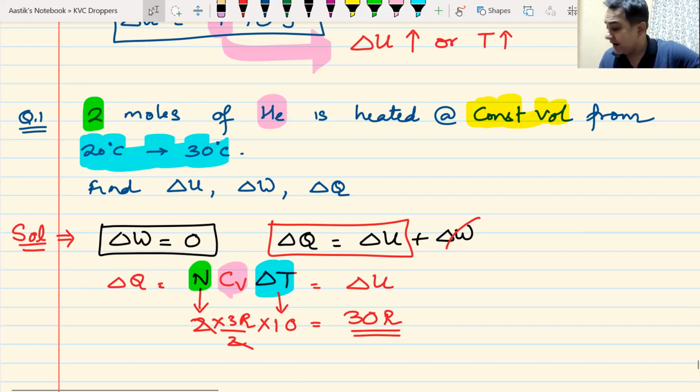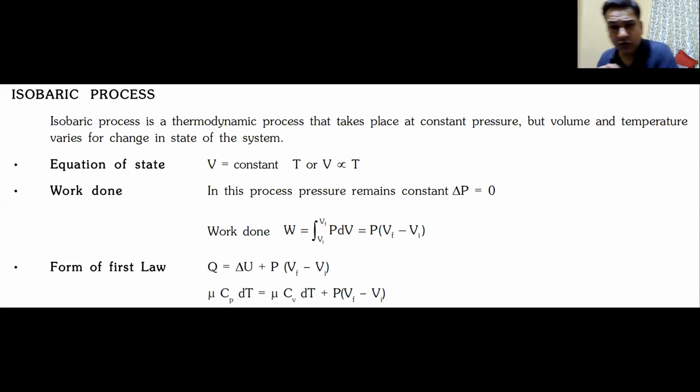Time to move ahead in life, and the next process is isobaric. Bar is the SI unit of pressure. So isobaric process simply means constant pressure process. Do we understand this? This is a process that takes place at constant pressure.